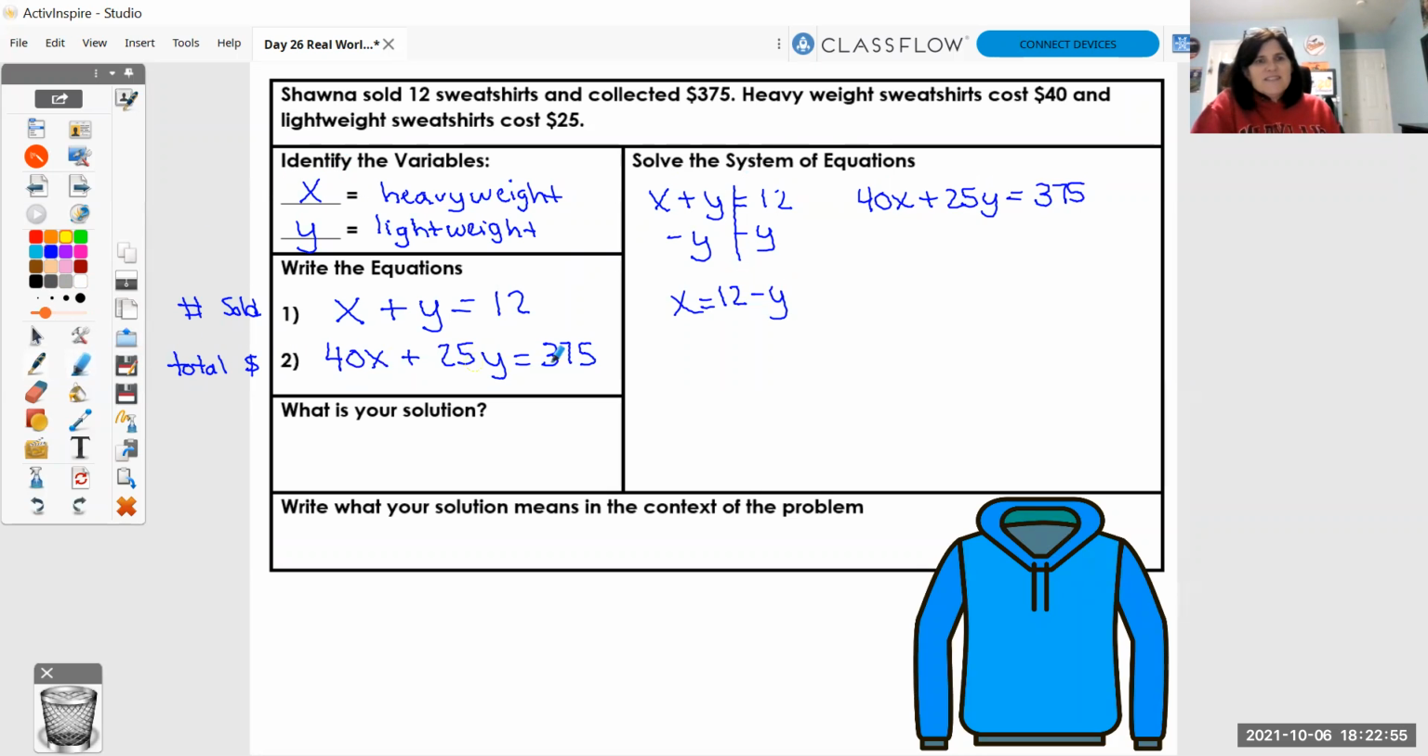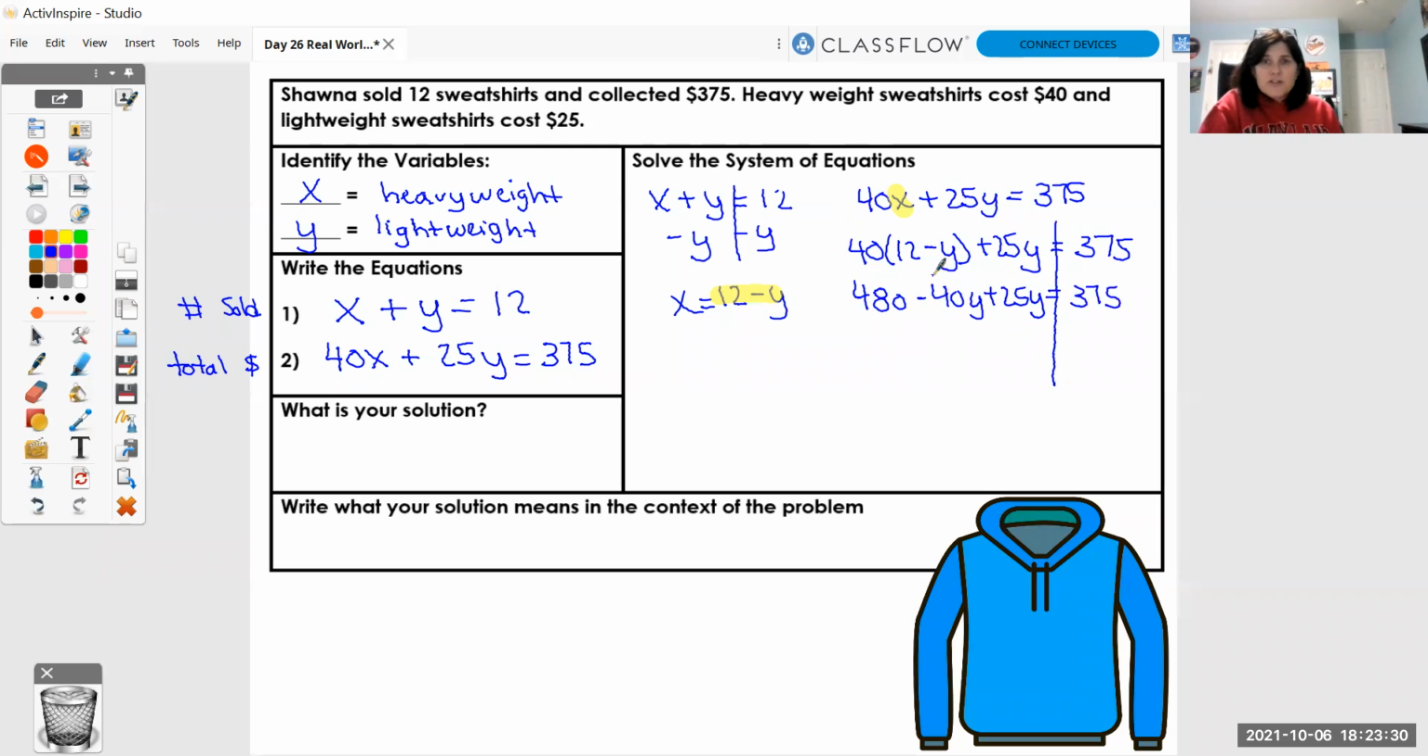So here we go, substitution. Instead of x, I'm going to put 12 minus y. So we have 40 times 12 minus y. Remember, you're copying this down. Have out your calculator. If you're moving ahead because you get it, that's awesome. Keep going. All right, 40 times 12 in my calculator, 480, minus 40y plus 25y equals 375.